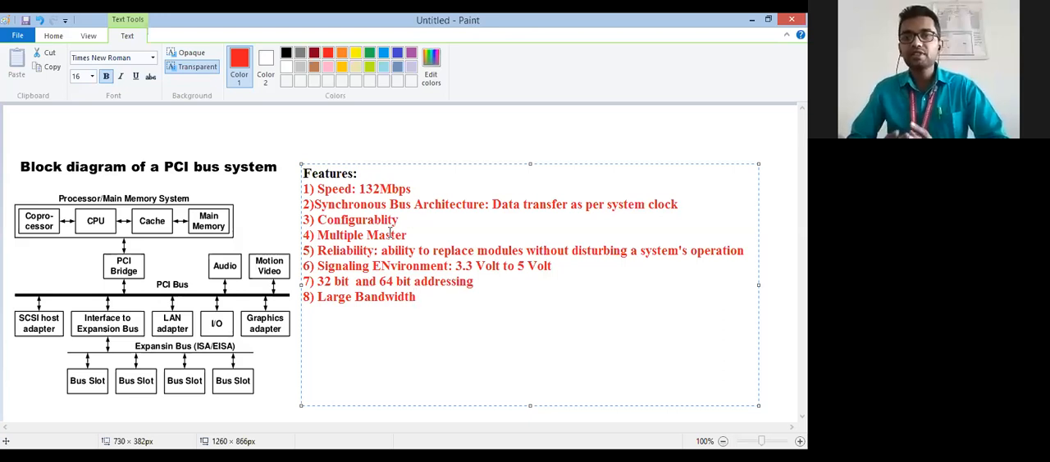So PCI bus was originally designed by Intel, and it was previously 32-bit. Nowadays we are using 64-bit. PCI bus was initially invented for 32-bit; nowadays we are using PCI bus for 64. So PCI bus is the only bus which can transfer 64 bits of data in each clock cycle.